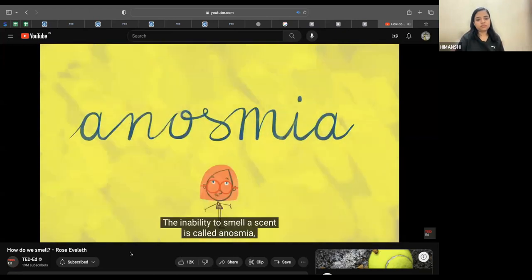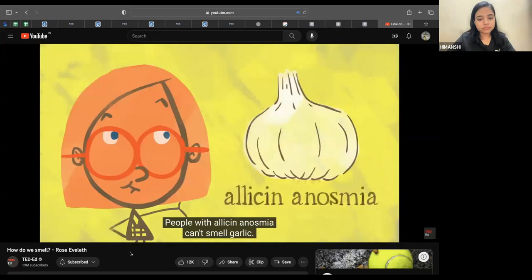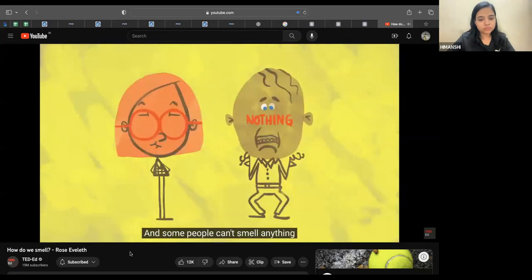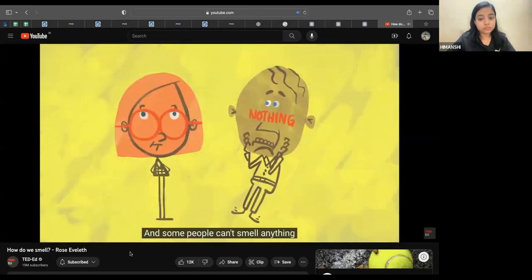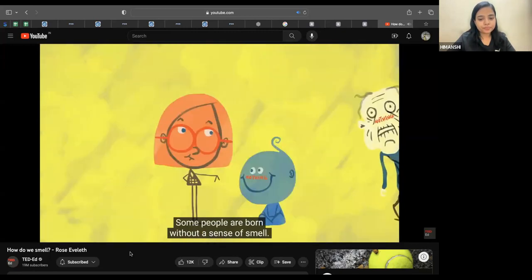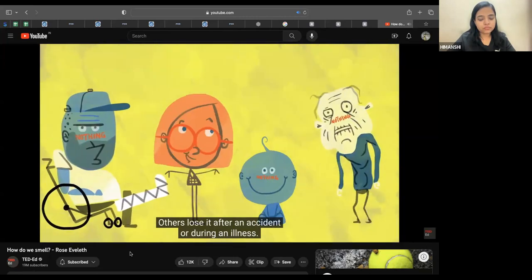The inability to smell a scent is called anosmia, and there are about 100 known examples. People with allicin anosmia can't smell garlic. Those with eugenol anosmia can't smell cloves. And some people can't smell anything at all. This kind of full anosmia can have several causes. Some people are born without a sense of smell. Others lose it after an accident or during an illness.